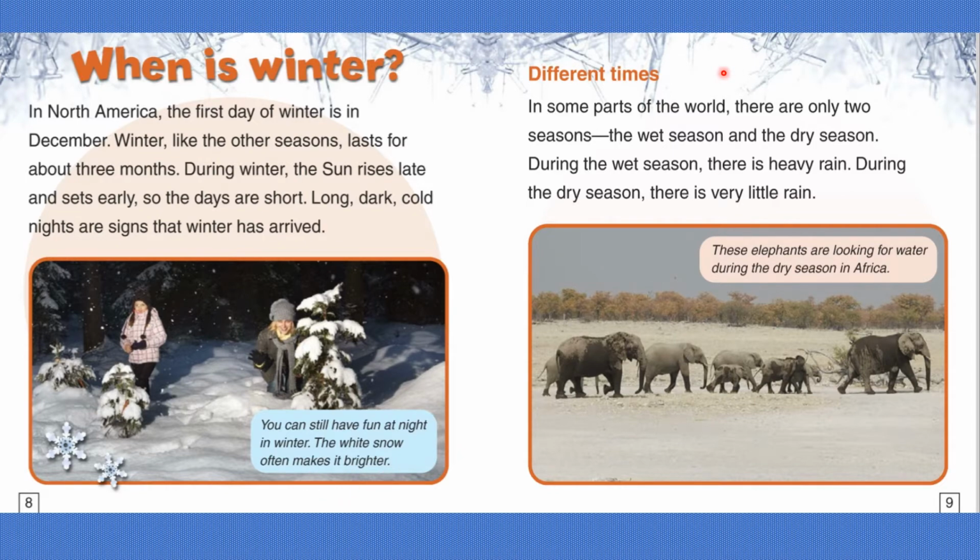Different times. In some parts of the world, there are only two seasons, the wet season and the dry season. During the wet season, there is heavy rain. During the dry season, there is very little rain. These elephants are looking for water during the dry season in Africa.